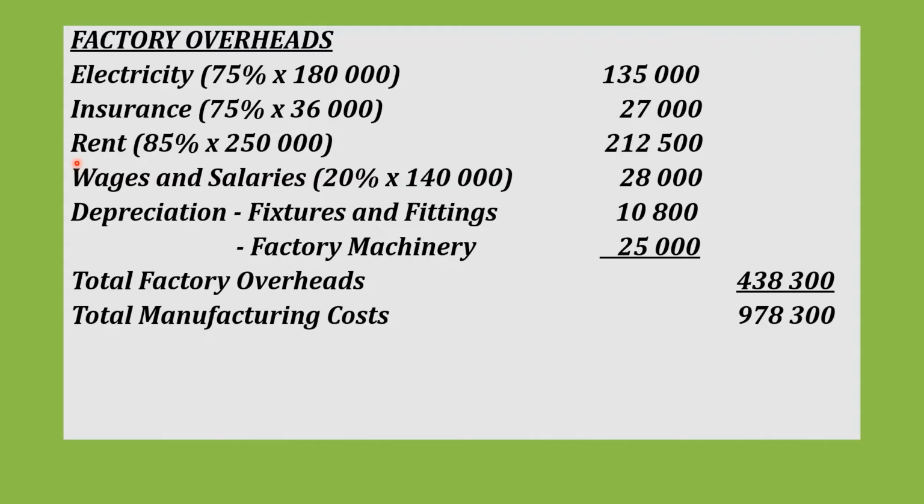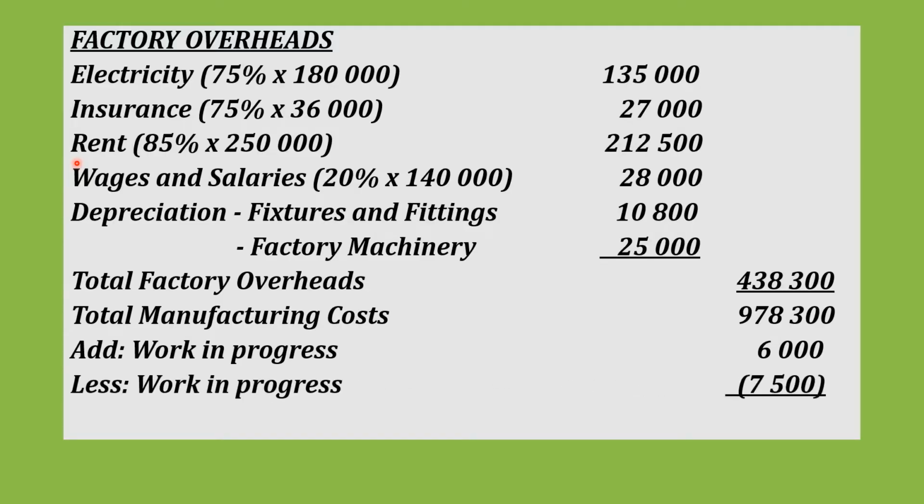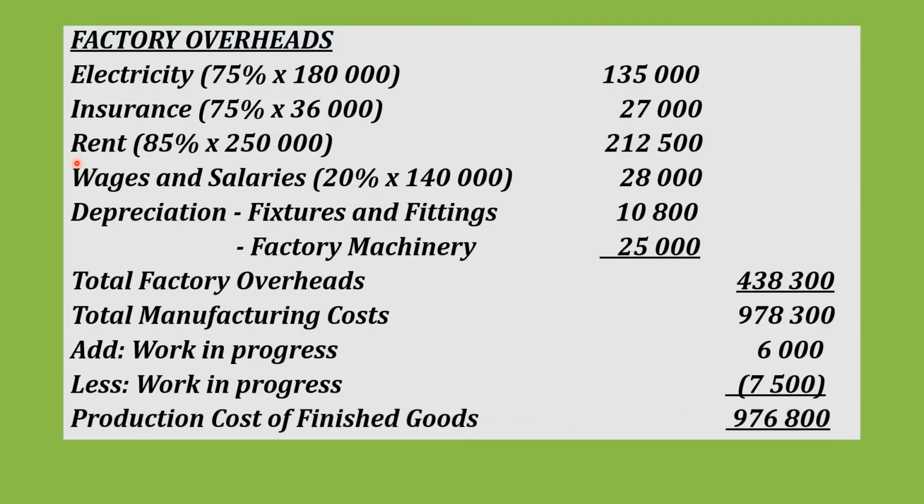We will get total manufacturing cost of 978,300. Then we make the adjustment for work in progress. We add on the work in progress at the beginning of the year because that would finish sometime during our year, and we minus the work in progress at the end of the year because that will go into the next year and be finished there. And we get a production cost of finished goods being 976,800. Okay, now I went through that very rapidly. You can pause the recording at any time and check it out.